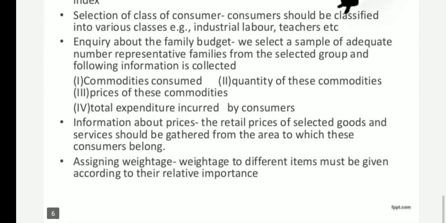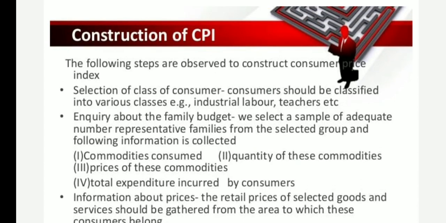Now, construction of CPI. How to construct it? The following steps are observed to construct the consumer price index. First, selection of the class of consumers. Consumers should be classified into various classes like industrial labor, teachers, etc., different classes of people: lower grade, middle grade and upper grade in the same office. Then, inquiry about the family budget. We select a sample of an adequate number of representative families from the selected group and the following information is collected.